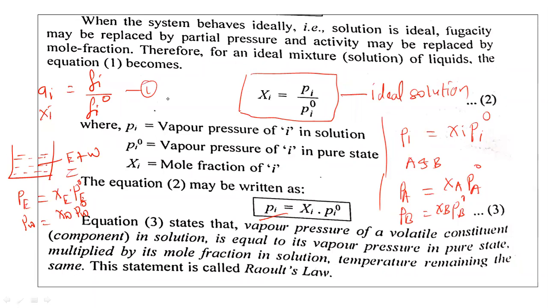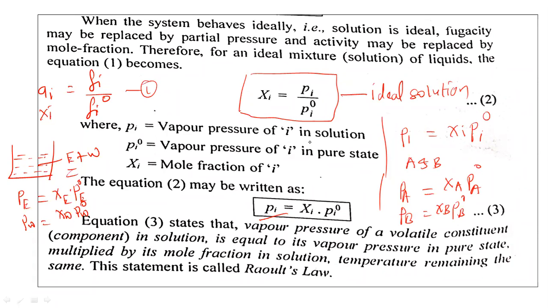Now when the system behaves ideally, if the solution is ideal, fugacity is replaced by partial pressure. If the solution is ideal, then we can replace the fugacity by the partial pressure, and the activity by the mole fraction. Then we can write equation 2: Xi is equal to Pi upon Pi0. And from this we can write Pi is equal to Xi into Pi0. So this is the Raoult's law. This is equation 3.